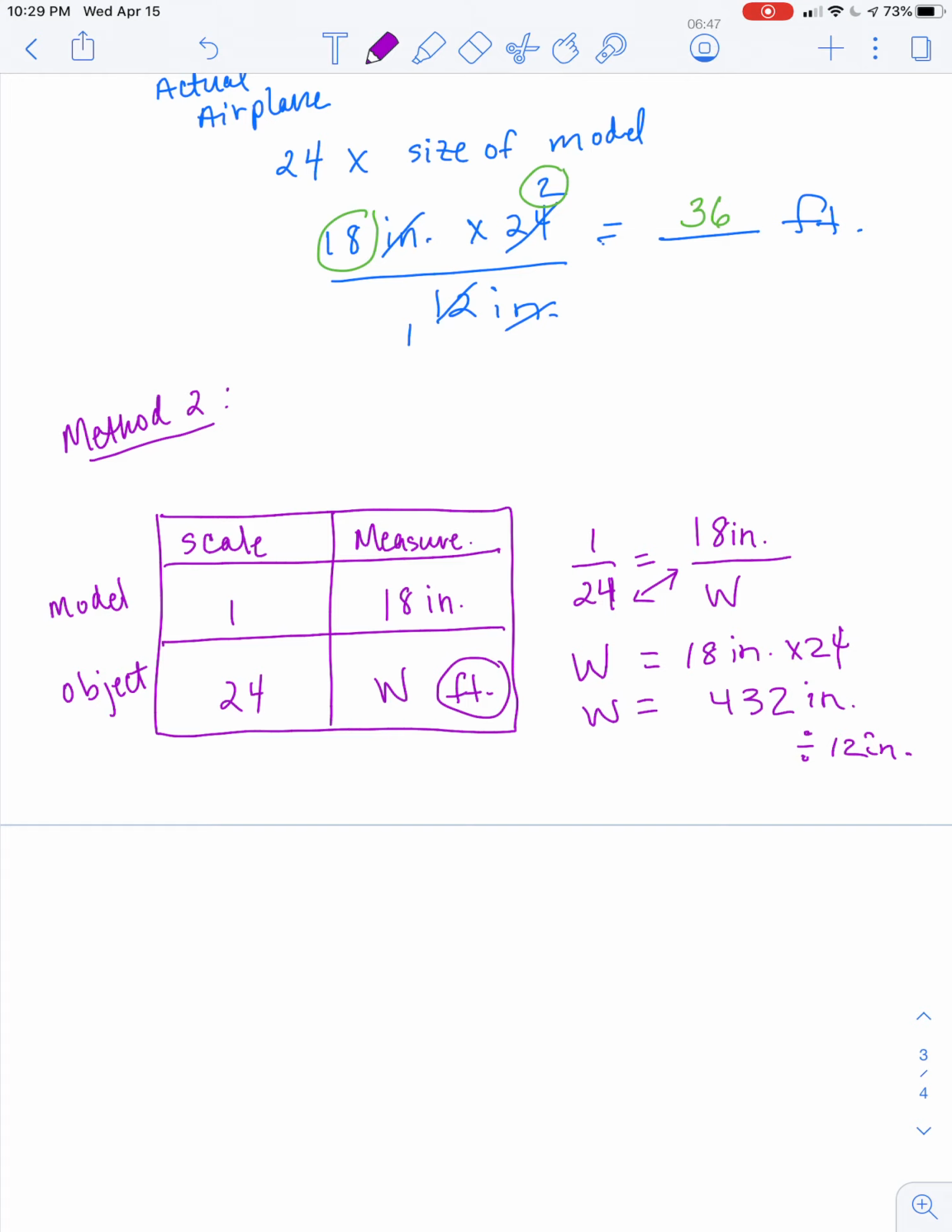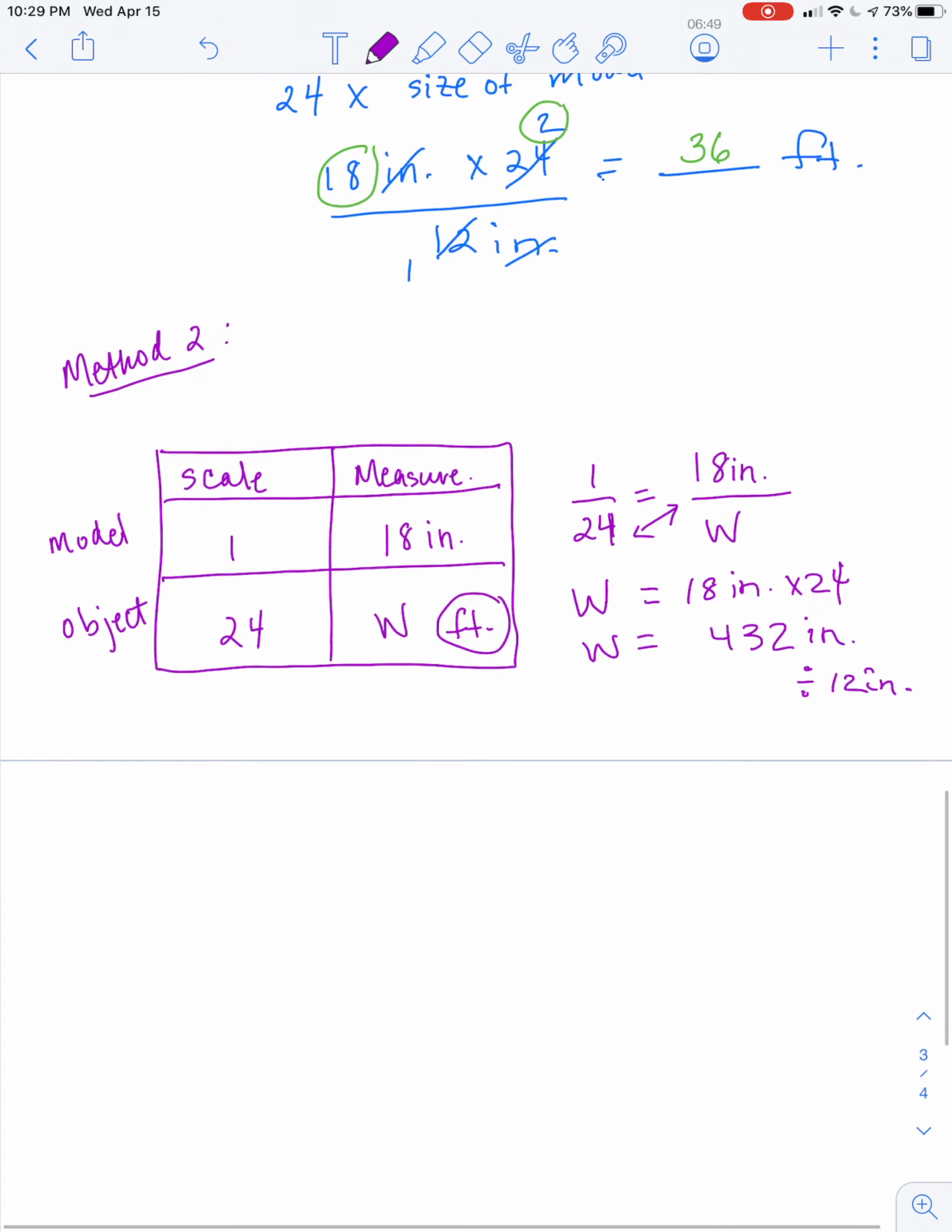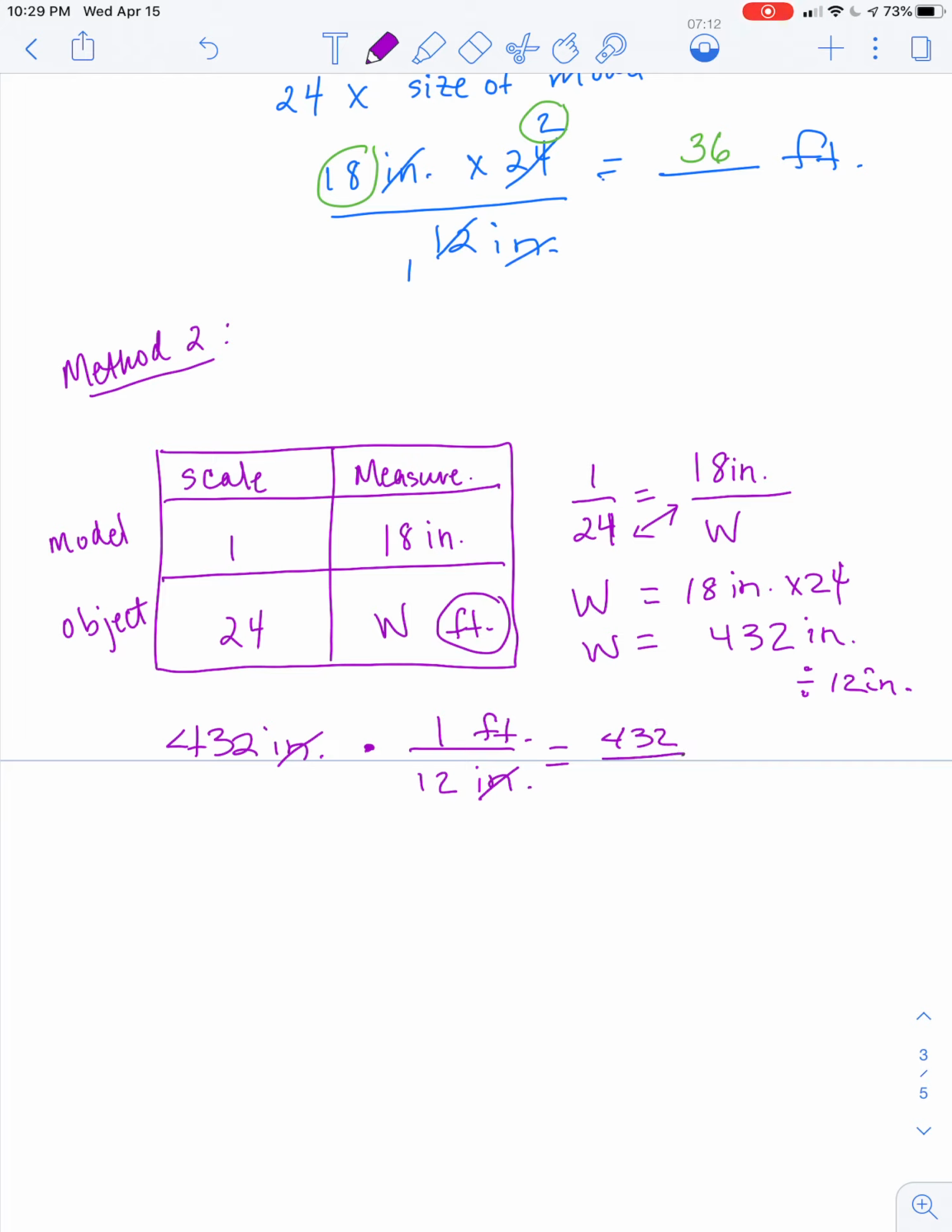But we've been working with unit multipliers. And so we're going to actually do that. I'm going to take my 432 inches and multiply it with a unit multiplier. I'm going to have inches on the bottom. We want to go to feet, so feet will be on the top. So 12 inches is 1 foot. We can cross cancel our inches here, and we would end up with 432. Check this out. We end up with the same thing we had up here, 432 divided by 12.